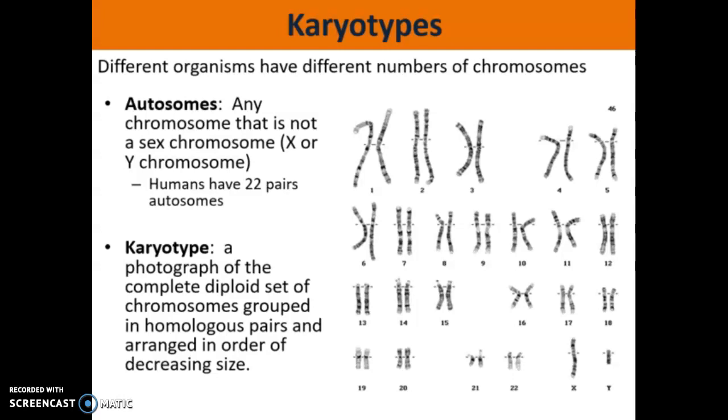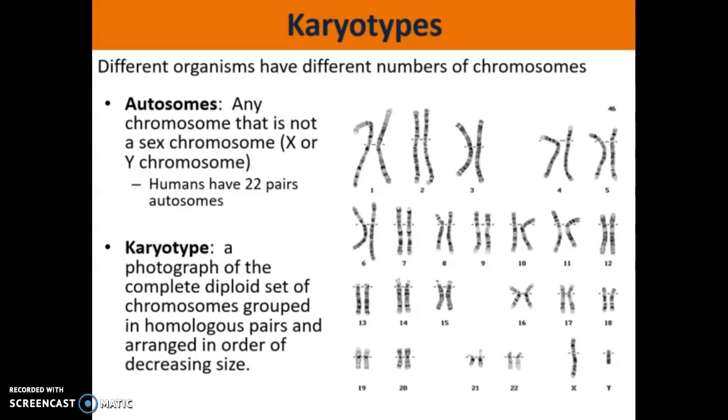Hi everybody. For today's lessons we're going to be learning about karyotypes. Remember that different organisms have different numbers of chromosomes. For example, in a typical diploid human cell, like a skin cell, a bone cell, a blood cell, you're going to find 46 chromosomes. Now, that varies depending on what species you're looking at. So 46 is the diploid number for humans.